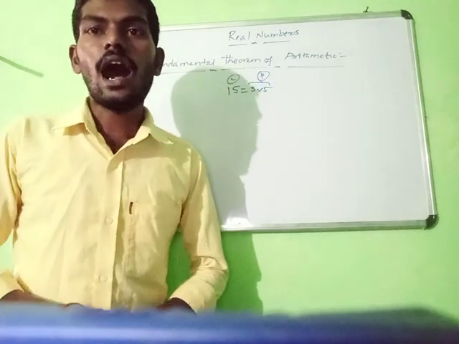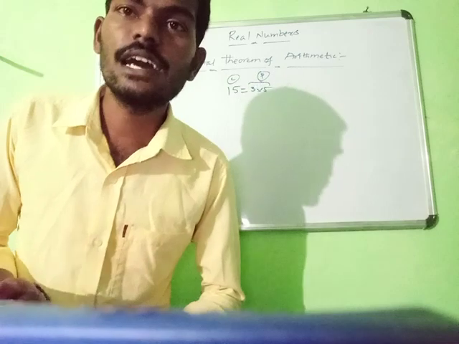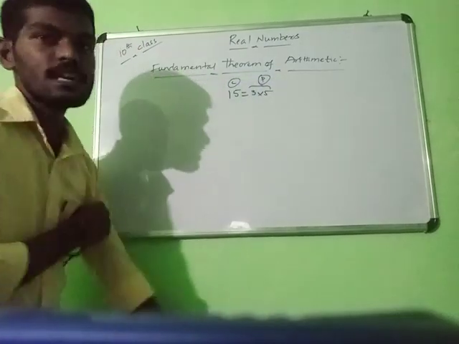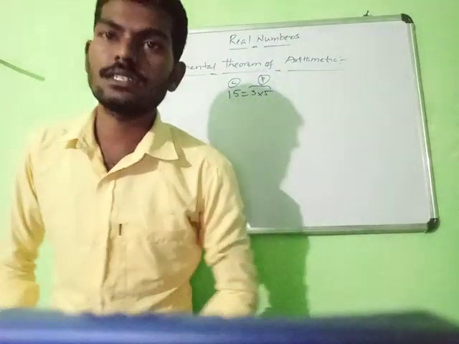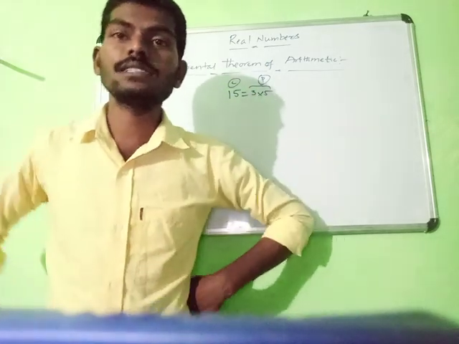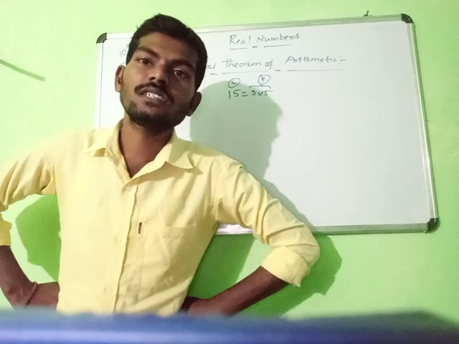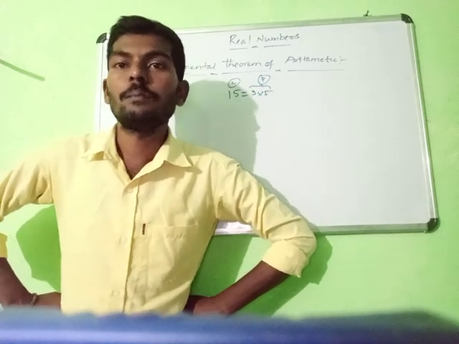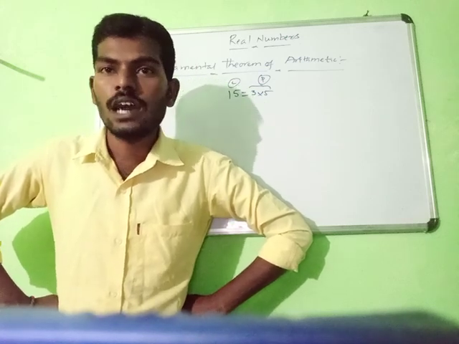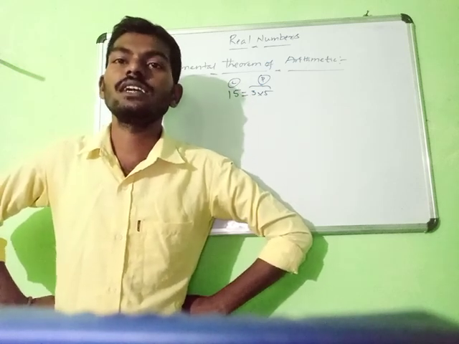Next, another form: all the natural numbers except 1 can be written as a product of their primes. Now, what are prime numbers? You know already. The numbers which have only one factor other than 1 are called prime numbers. Composite numbers are the numbers which have 2 or more factors, other than prime numbers. But 1 is neither prime nor composite.